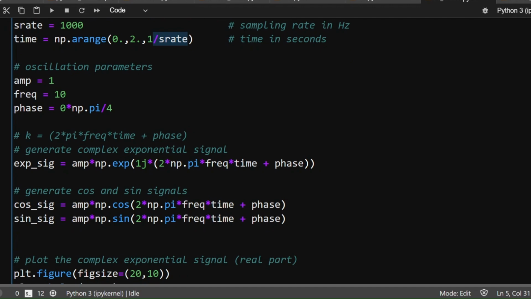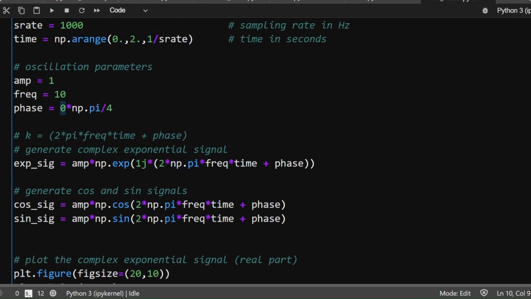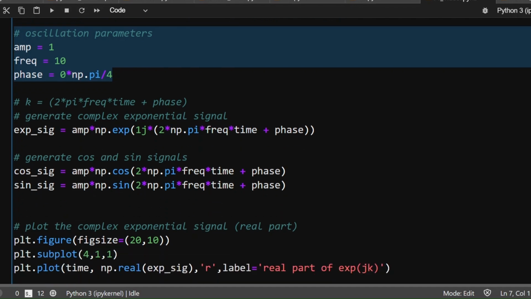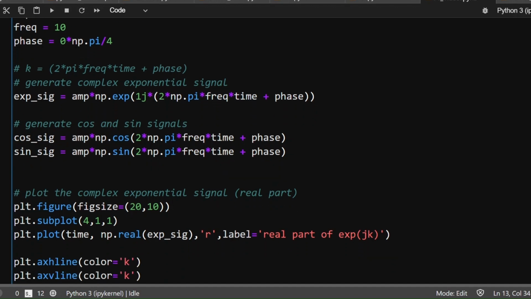And then I'm going to specify some parameters for my oscillations. So I'm defining my amplitude as 1, my frequency as 10 hertz, and my phase as 0, because this 0 is getting multiplied by np.pi divided by 4. And later on we'll remove this 0 and try to simulate some phases as well. So I can use this entire data to generate k, as is seen in books related to communication engineering or signal processing. So we can write this as 2 into pi into frequency into time plus phase, and plug this value now in exponential function and in sinusoid function.